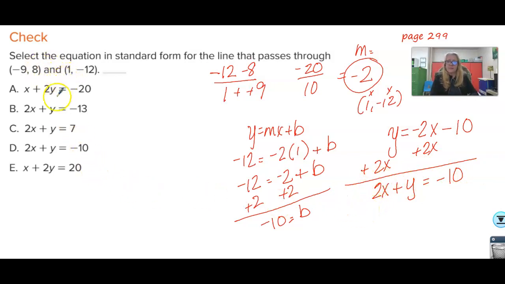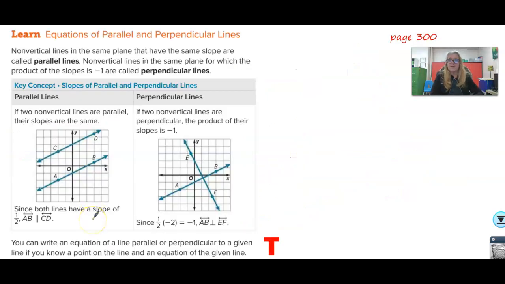Where do we see that one over here? It looks like D. Pretty cool.